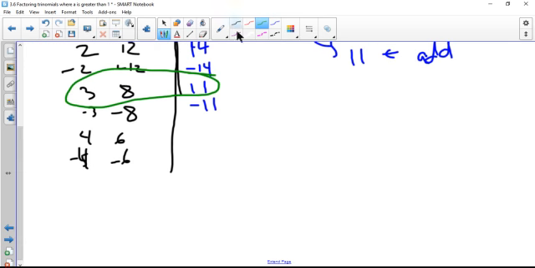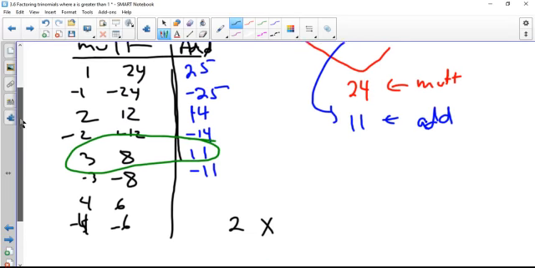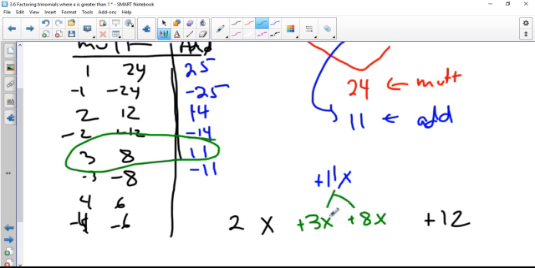So I'm going to rewrite my equation as, what was it? 2x squared. I'm going to leave the plus 12. But now where it used to be plus 11x, I'm now going to split it into 3x and 8x. So 3x plus 8x still equals 11x. So I didn't change the question.